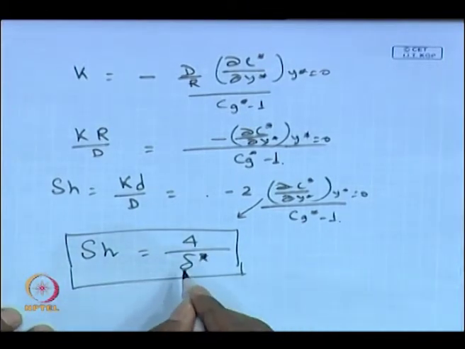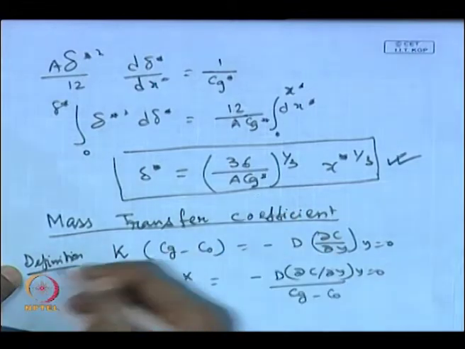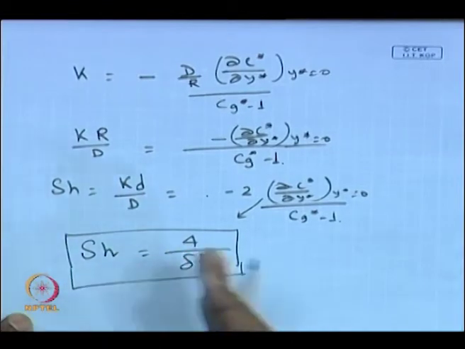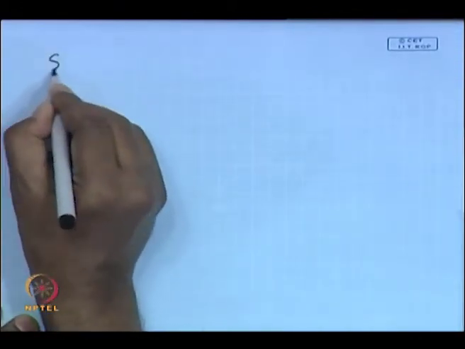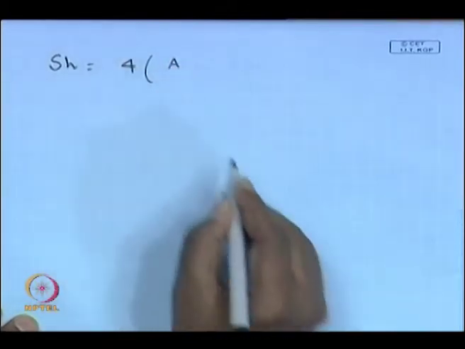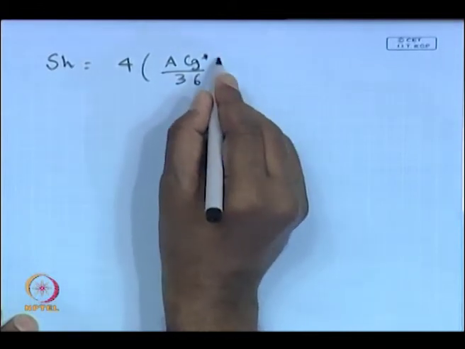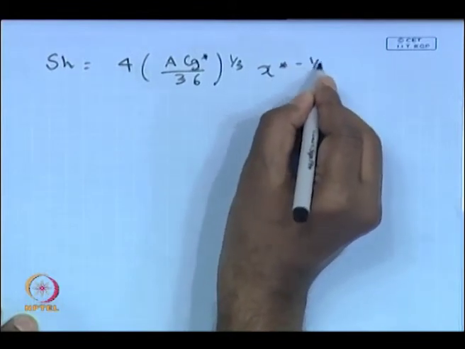And we have just derived how delta star is varying as a function of x star. If you substitute it there, then you will obtain how Sherwood number is varying as a function of x star, and then you can do an averaging, length averaging of Sherwood number. Okay. So, if you do that, the Sherwood number turns out to be 4 into (A Cg star by 36) raised to the power 1 upon 3 x star to the power minus 1 upon 3.